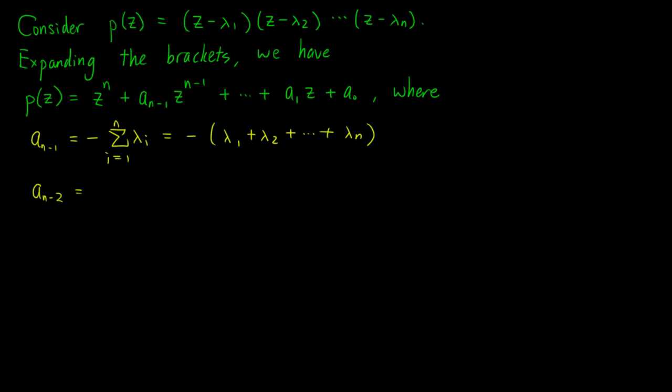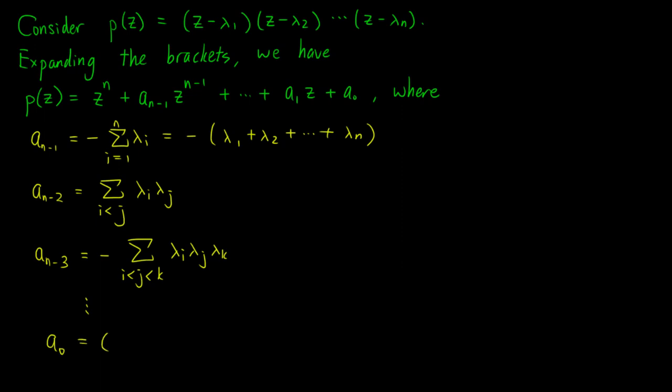an minus 2 equals the sum of lambda i times lambda j, where i is less than j. an minus 3 equals negative the sum of lambda i times lambda j times lambda k, where i is less than j and j is less than k, and so on, until a0, which equals negative 1 to the n times lambda 1, lambda 2, all the way to lambda n.